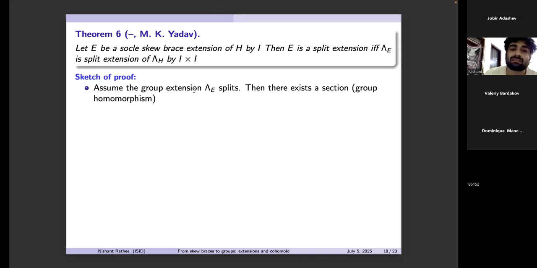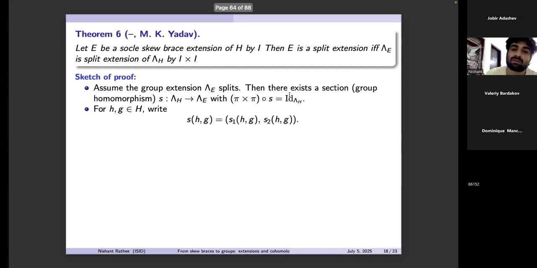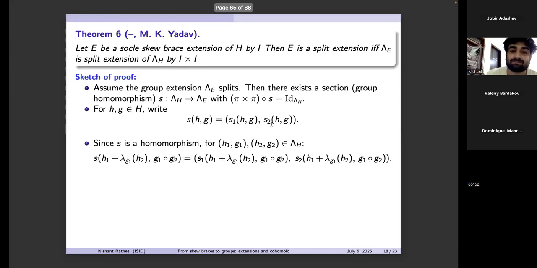So assume that the group extension λ(E) splits. Then there exists a section group homomorphism S from λ(H) to λ(E), such that (π × π) composed with S is equal to the identity on λ(H). Now this S is a map from λ(H) to λ(E). Set-wise, λ(H) is just H × H, so you can break it down into coordinate maps. So S(h,g) you can always write in the form of coordinate maps S1(h,g), S2(h,g).